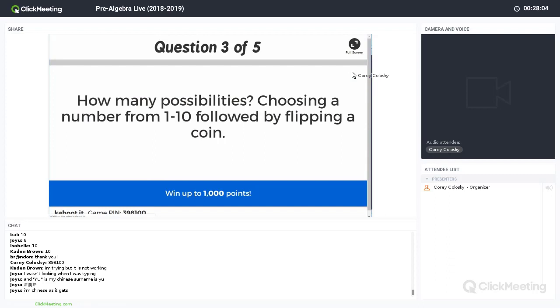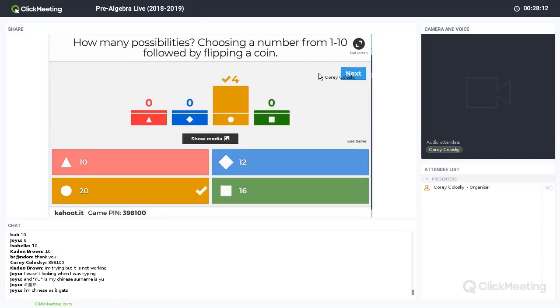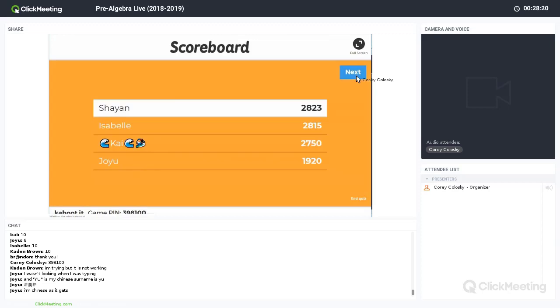All right, next question. Here we go. How many possibilities? Choosing a number from 1 to 10, followed by flipping a coin. Wow, okay. Yep, so very good. I'm going to assume you are understanding if everyone gets it correct. So awesome. Okay, so we got Cheyenne, Isabel, Kai, and then Joy.